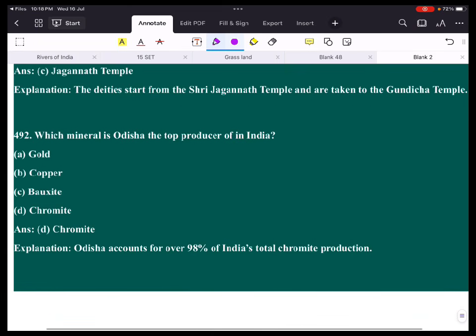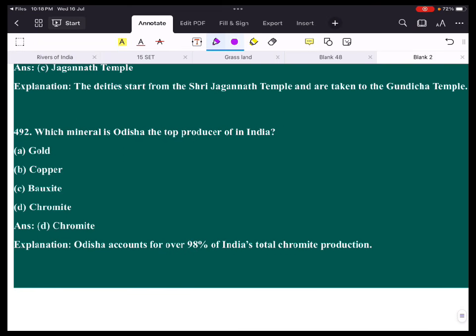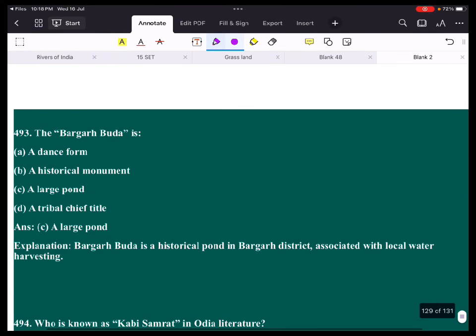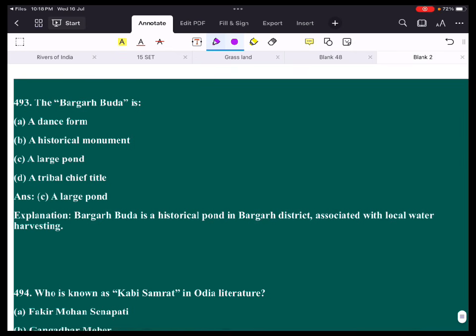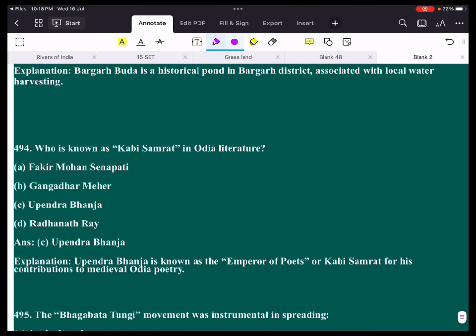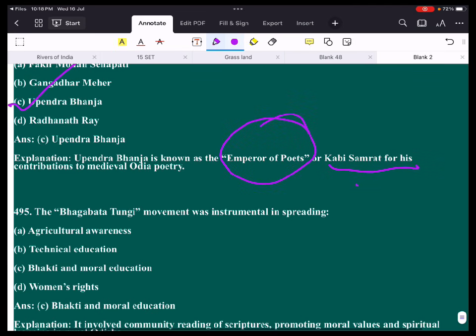Which mineral in Odisha is the top producer in India? That is chromite. Option D. The Barghad Buddha is a large pond. Option C. Who is known as Kavi Samrat in Odia literature? That is Upendra Bhanja. Option C. Upendra Bhanja is known as the Emperor of Poets, Kavi Samrat, for his contribution to medieval Odia poetry.